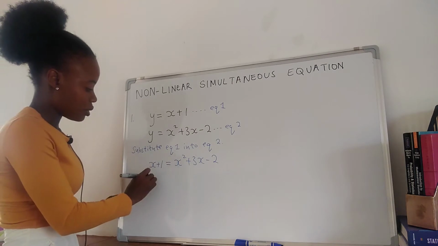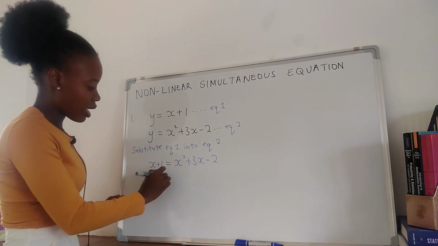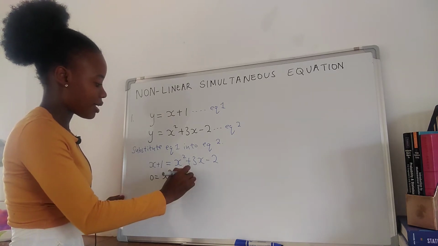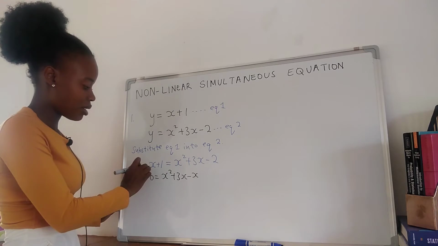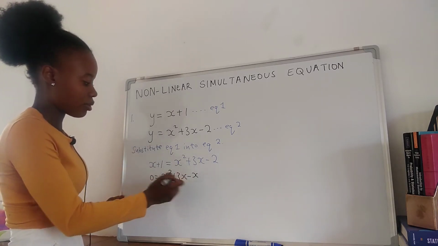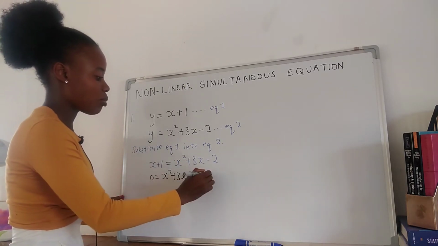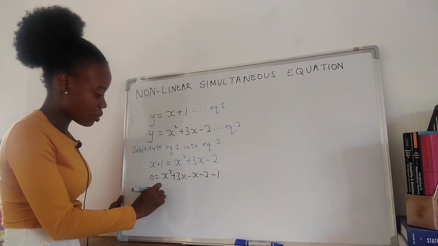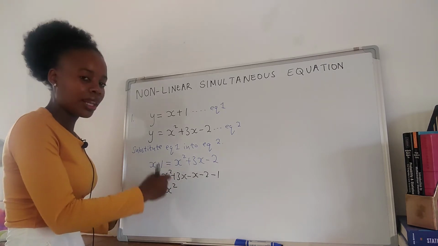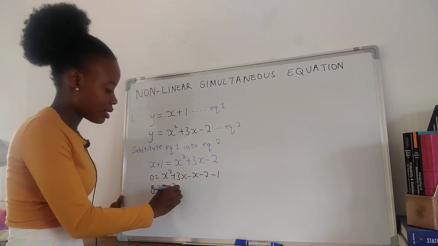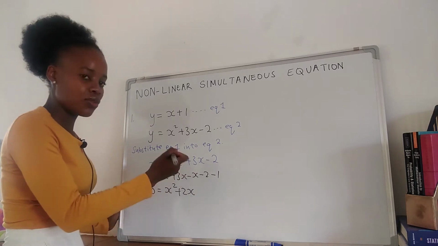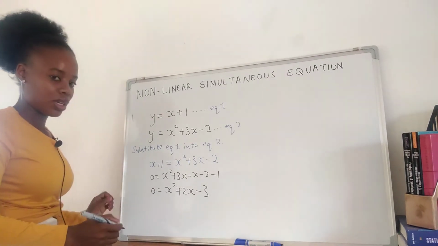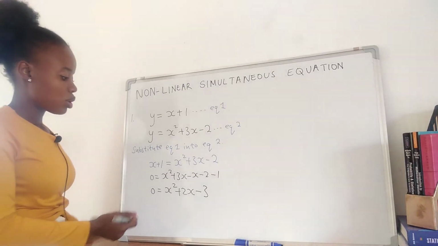We're going to have 0 equals x squared plus 3x minus x. It was positive this side. When it comes to this side, it's negative, right? Minus 2 minus 1. So this is going to be 0 equals x squared, 3x minus x is 2x, negative 2 minus 1 is negative 3. Now we are going to solve this.